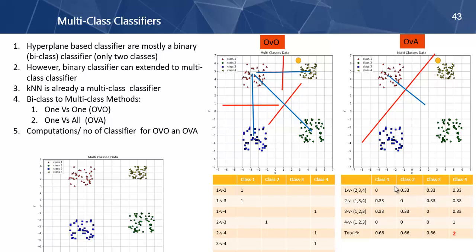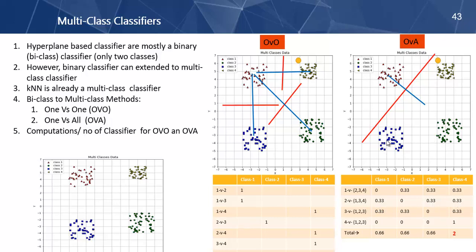Now take 2 versus 1, 3, 4, so the separating line will be somewhere here. Here class 2 will lose and 1, 3, 4 will win, because the yellow point is on this side of this separating line. So 0.33, 0.33, 0.33.